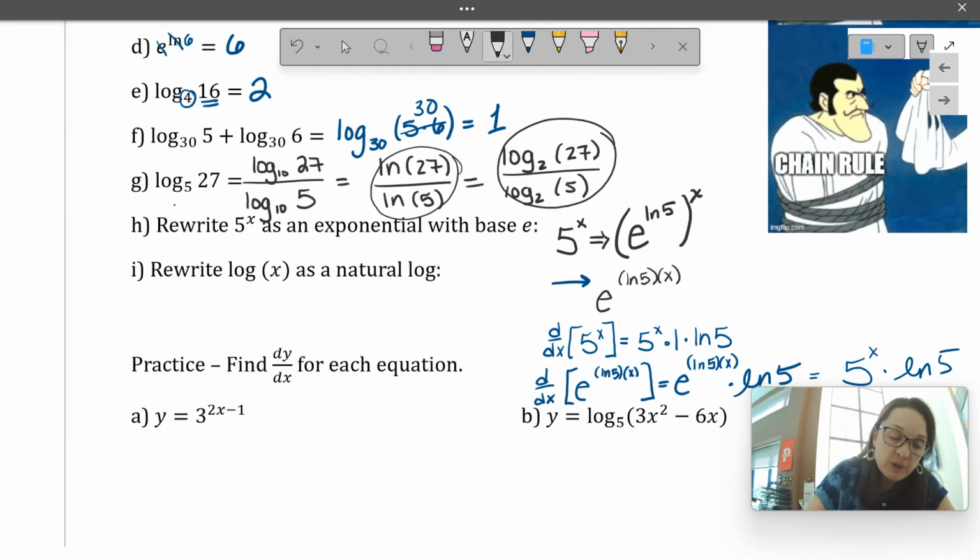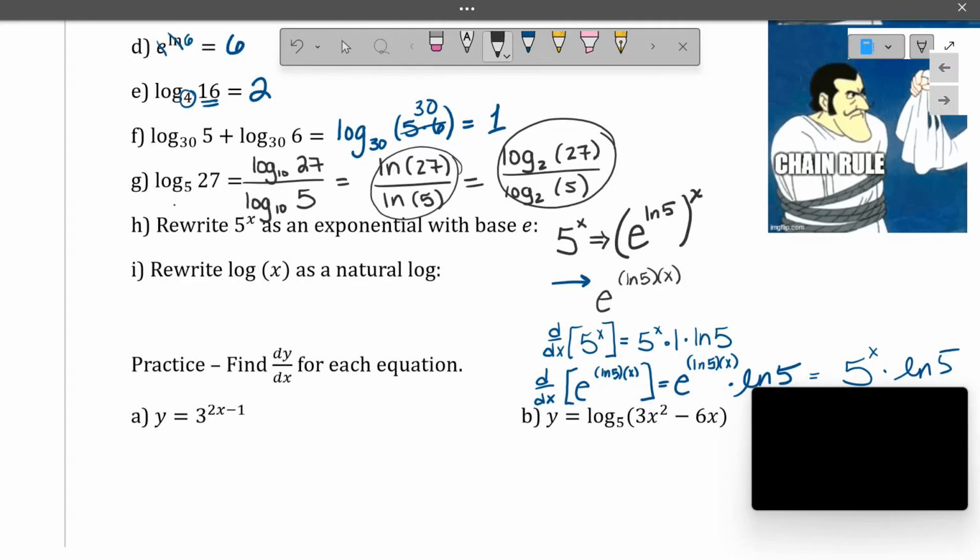Really quick, I'm almost done. Rewrite log of x as a natural log. This is log base 10 of x, which can be rewritten as ln x over ln 10 using that change of base rule. And that's what creates the log derivative that has an ln on the bottom, because here's that extra ln on the bottom.